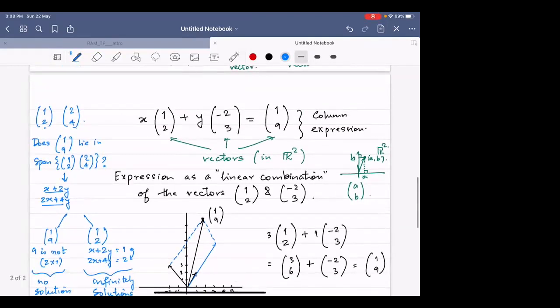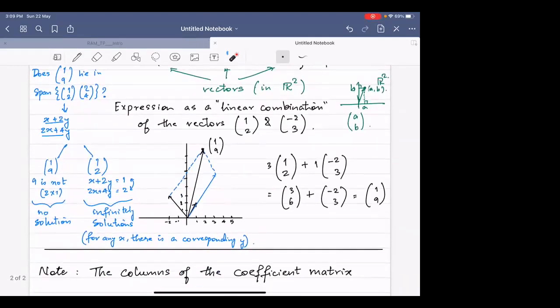I just wanted to stress how the problem occurs. One problem occurs because this is not in the span of these two. The other, infinitely many solutions, occurs because these two equations are not different at all. They are just multiples of each other. It looks like you have two equations, but essentially you have only one. So if you want to say that a system has a unique solution, then we have to make sure that these two things are not happening.